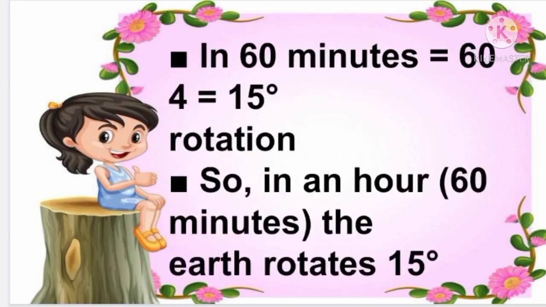In 60 minutes, it is 60 by 4, that is 15 degree rotation. So in an hour, 60 minutes, the earth rotates 15 degrees.